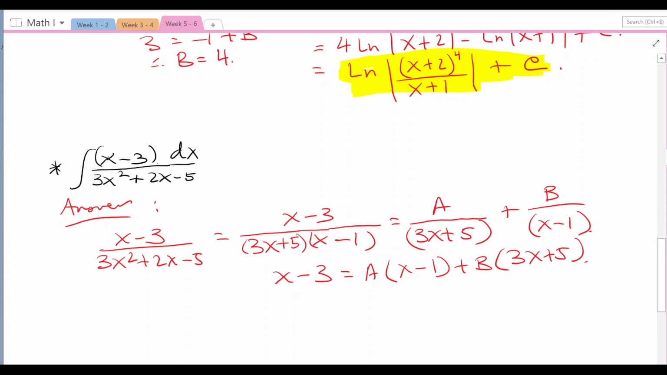Let's check our equation. First we check the coefficient of x. In here we have 1x minus 3. This is 1, so let me just not write it down, let's just leave it x. So we have 1 equals, in here we have ax, and then in here we have 3bx. So in that case we have a plus 3b as the first equation, and then the second term is negative 3.